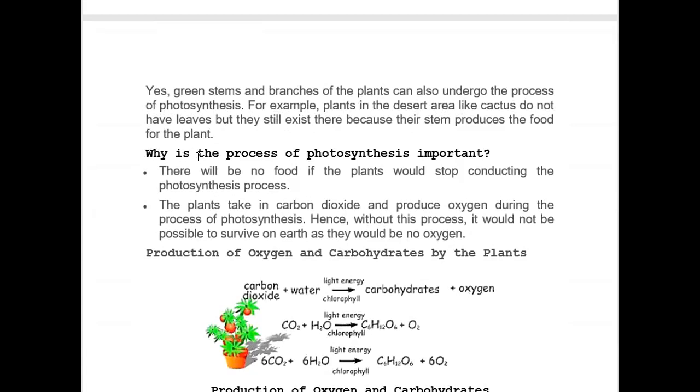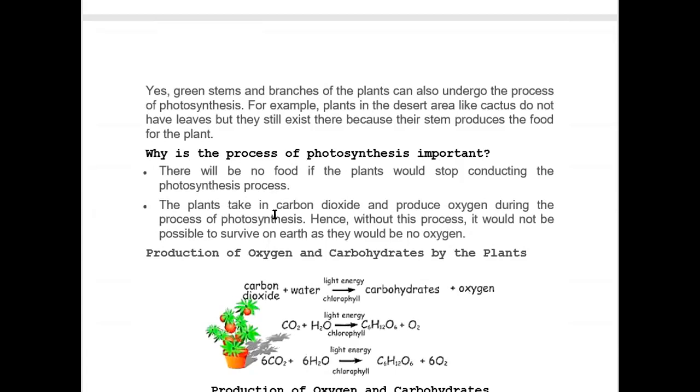Why is the process of photosynthesis important? Now, you know that there is something called the process of photosynthesis by which plants prepare their food. Now, why? What is the need of this process? There will be no food if the plant stops conducting photosynthesis, right? There will be no food for the herbivore. If the herbivore is not going to get food, the carnivore will also not get its food, right? So ultimately, there will be no food.